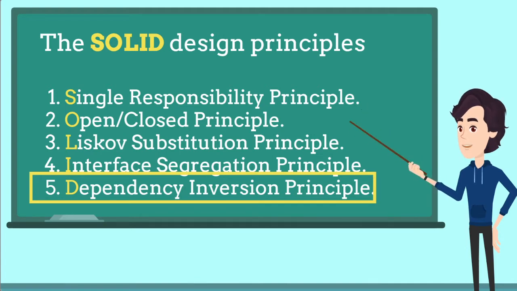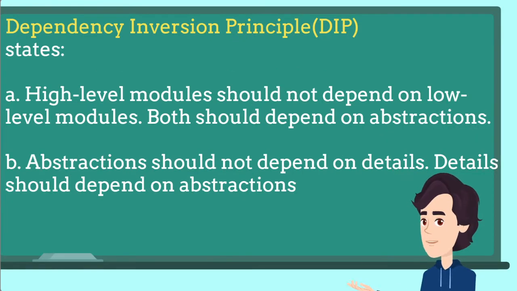So, let us start. Dependency inversion principle states: high-level modules should not depend on low-level modules. Both should depend on abstractions. And abstractions should not depend on details. Details should depend on abstractions. We will take an example to understand more.